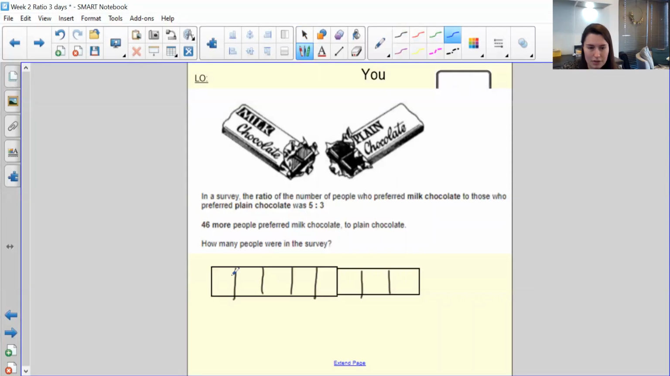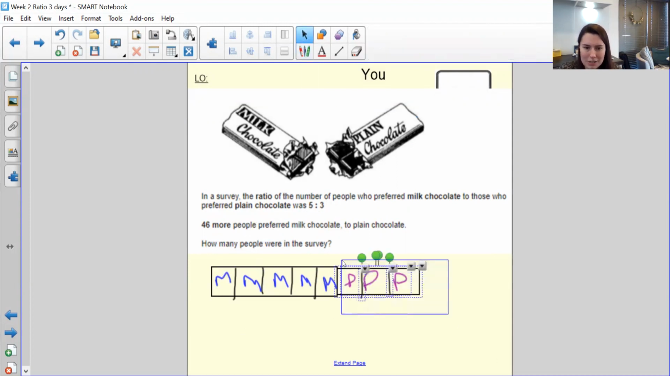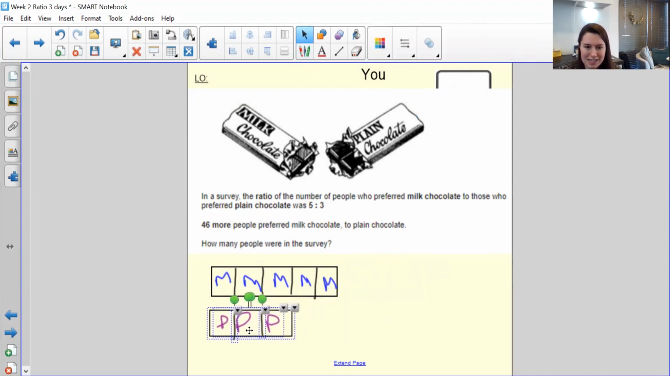Okay, let's label these. So let's do milk, milk, milk, milk chocolate, milk chocolate, milk chocolate. And then let's do plain, plain, plain. So I've got my ratio correct. Now, this whole idea of 46 more people preferred milk chocolate to plain chocolate, they haven't given me any other numbers. So what you need to do in this kind of question is actually split the bar. They are still equal parts, as you can see, but this now helps us to compare which has more.